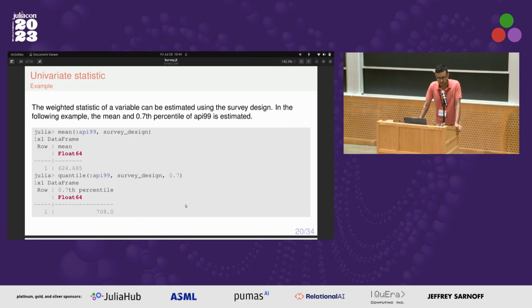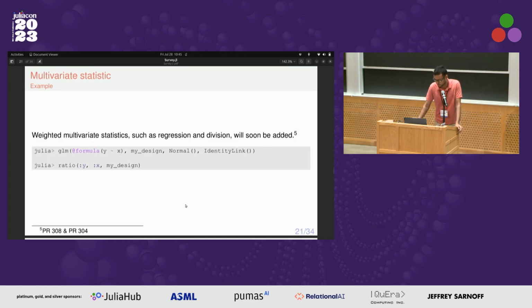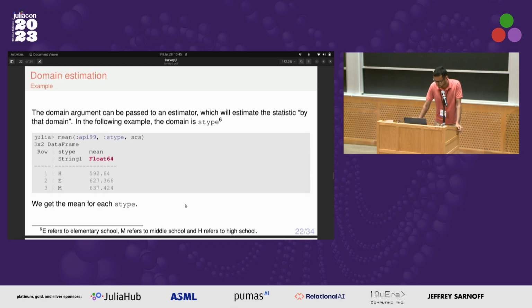So suppose you have a survey design, then you just call your estimator. In this case, it's just mean and quantile. So you just tell your column, and then your survey design, it gives you the mean. In this case, it automatically computes the weighted mean and weighted quantile. You can also do GLM, so you pass your design, and then you pass your formula, and you can do ratio also, but these are currently being implemented. I talked about domain estimation, so you can have a domain. In this case, I just did it with S type, and then for each S type, you'll have the mean.